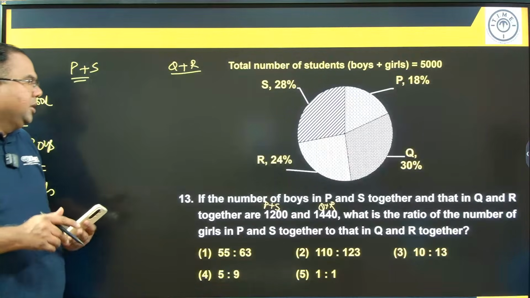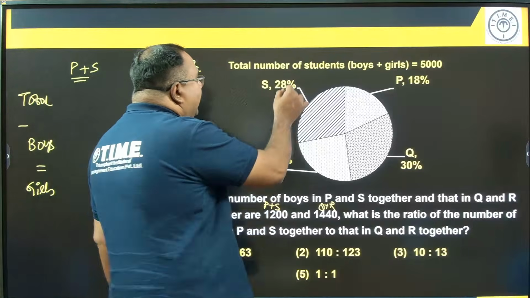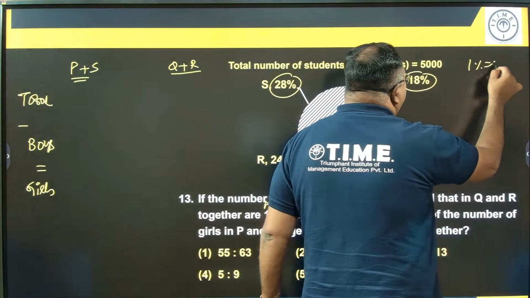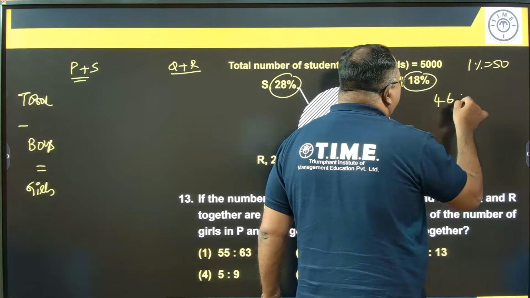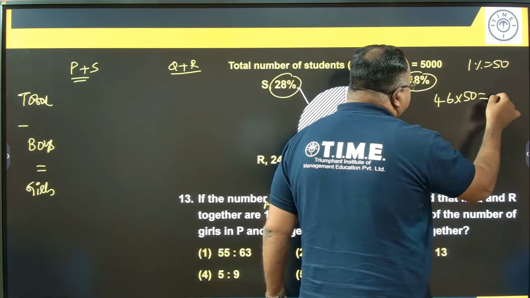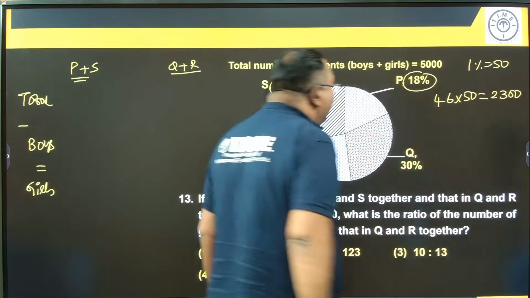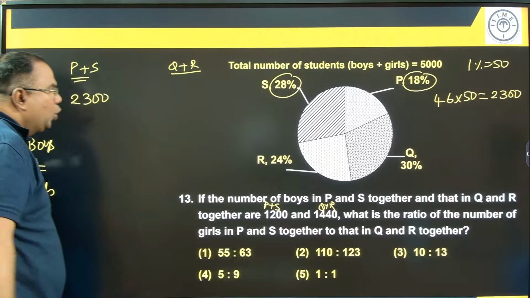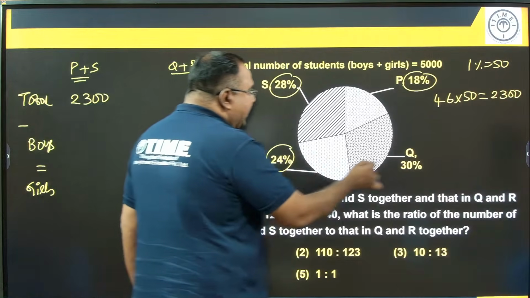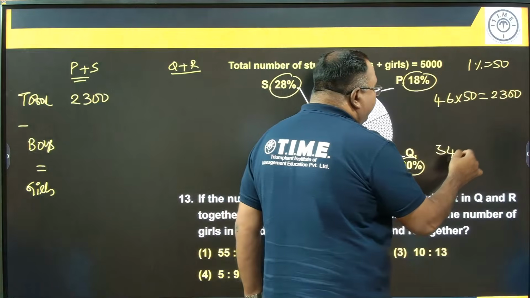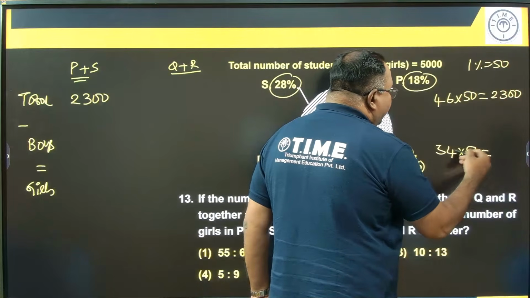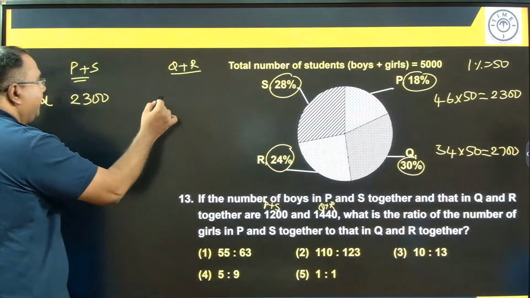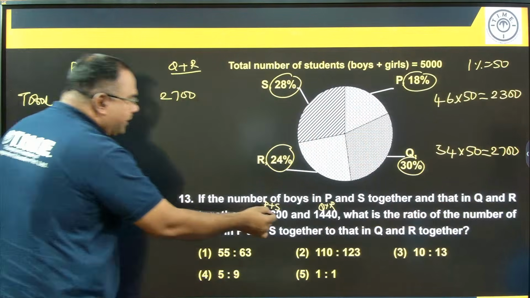Just check. What is the P and S total? 28 plus 18, 46. 1% is 50. So 46 into 50: 46 into 100 is 4600, and 46 into 50 is 2300. This has to be your P and S. Q and R: 24 plus 30, 54. 54 into 1% is 50. 54 into 100 is 5400, and 54 into 50 has to be 2700. We got the boys information here, 1200.